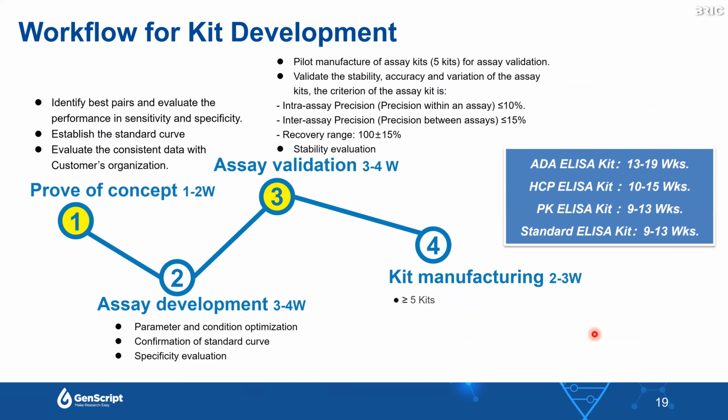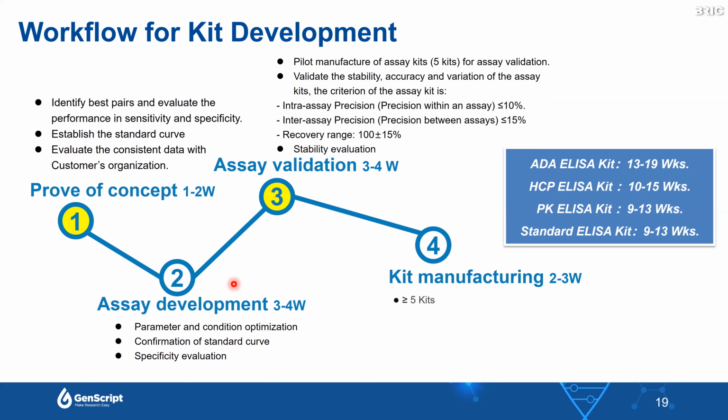So after the discussion of how GenScript performs the antibody drug discovery part, now I shall focus on the ELISA kit development. This is the overall workflow of the ELISA kit development. First, we will do the proof of concept in 1 to 2 weeks' time. In this step, we start with identifying the best pair of antibodies and evaluate the performance in sensitivity and specificity checking. We optimize the dilution, concentration, and serum validation based on the customer needs to establish the standard curve and evaluate the consistent data from the customer organizations.